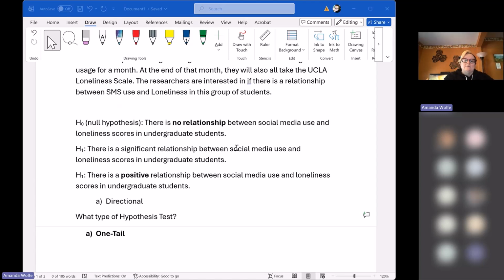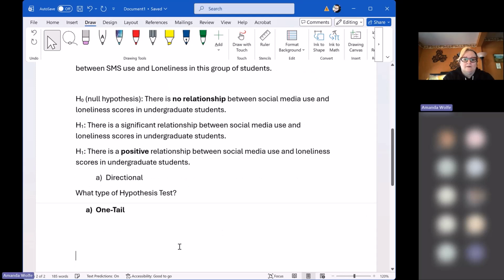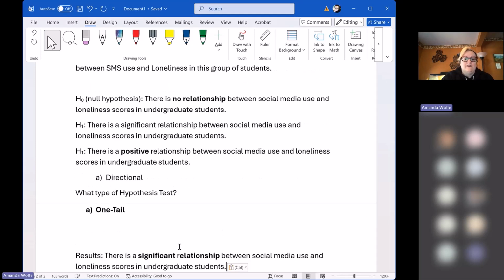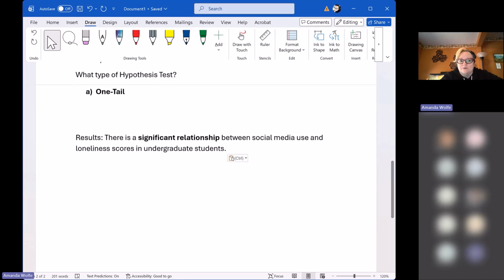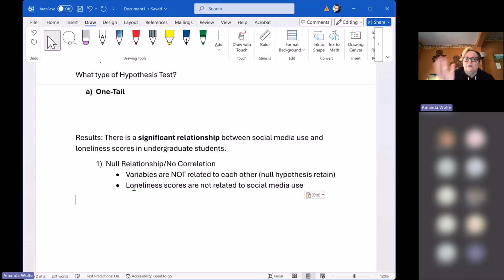Let's talk about what would happen based on what we found. So let's say I do this test, right? Like I do this research study and my results. Let's say I find that there is a significant relationship between social media use. Well, that means I know that my null hypothesis is not true, because anytime you do a correlation, you've got three options. The first option is that there is no relationship. There is no correlation, okay? So if I find that there is a significant relationship, I already know there's not a null, okay? So again, we're supporting that alternative hypothesis rather than null hypothesis.